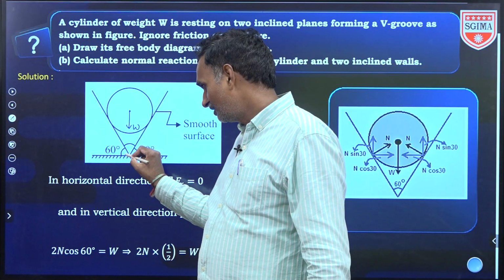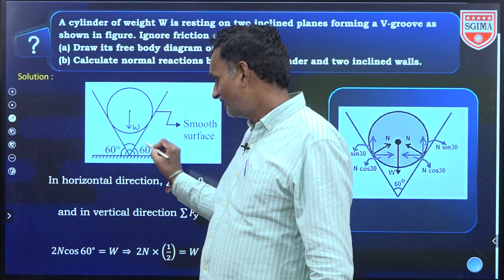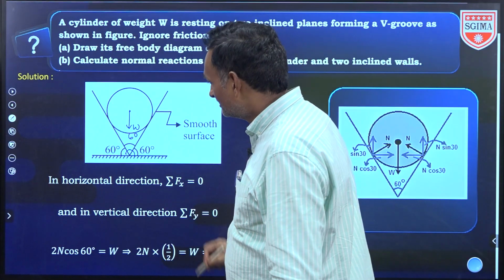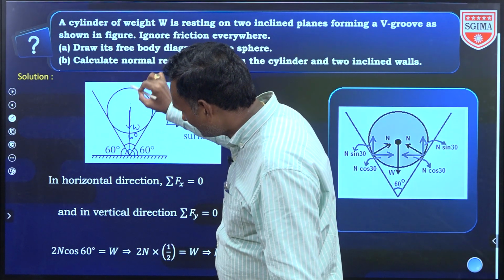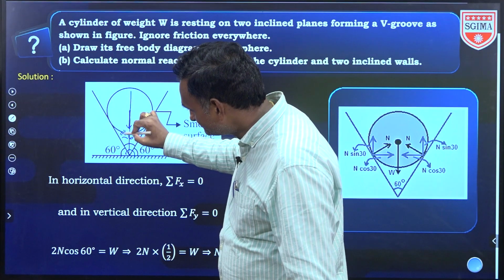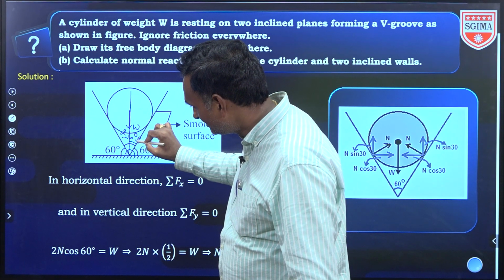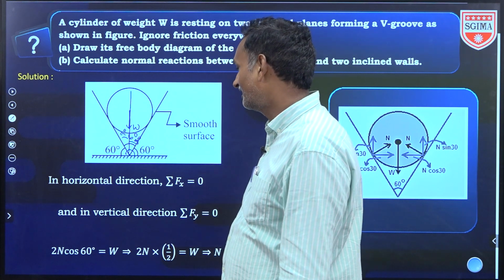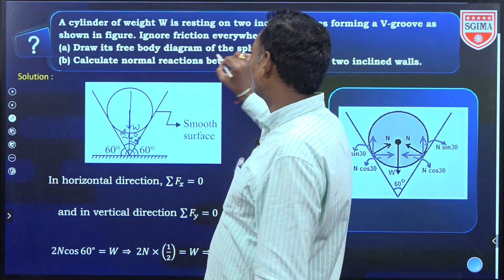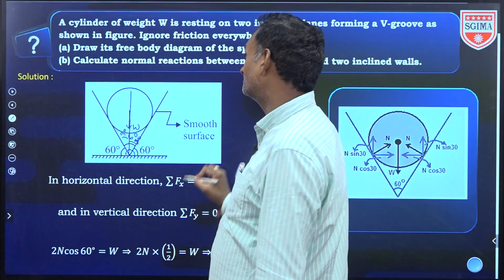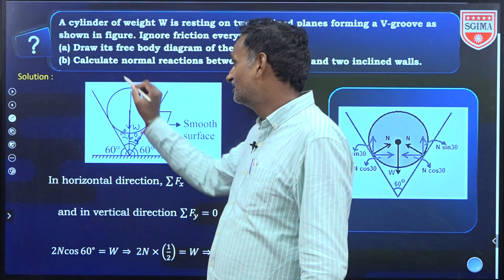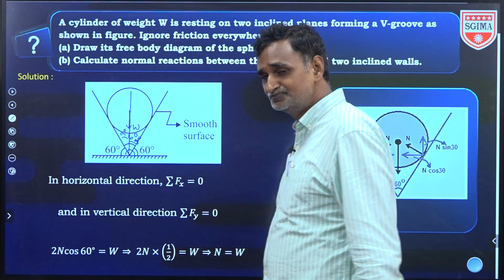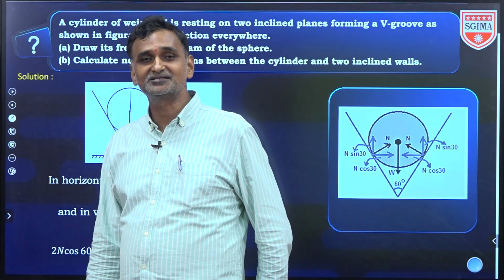But here the total angle is 180. 180 minus 120, here also 60 degrees. Now if you make a bisector, this becomes 30 and this also becomes 30 degrees with the bisector. Next, draw its free body diagram of the cylinder. Then calculate the normal reactions between the cylinder and the two inclined walls. So they are asking to find the normal reactions also.